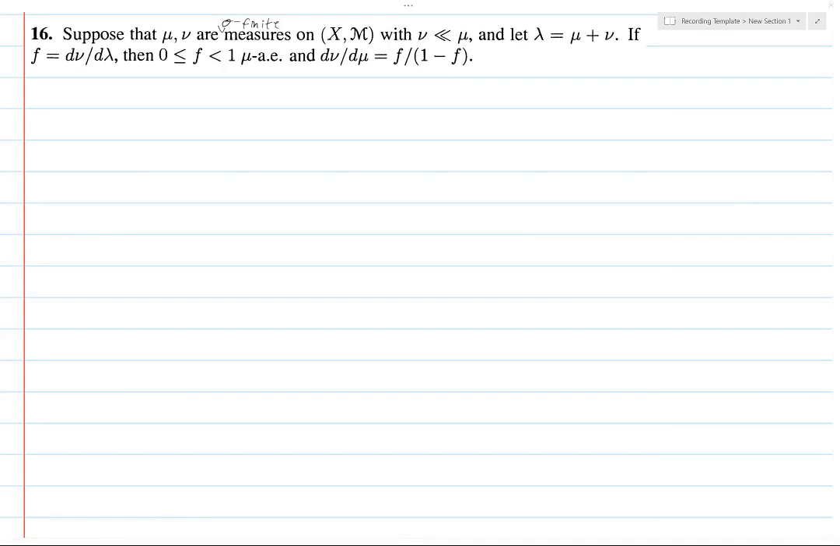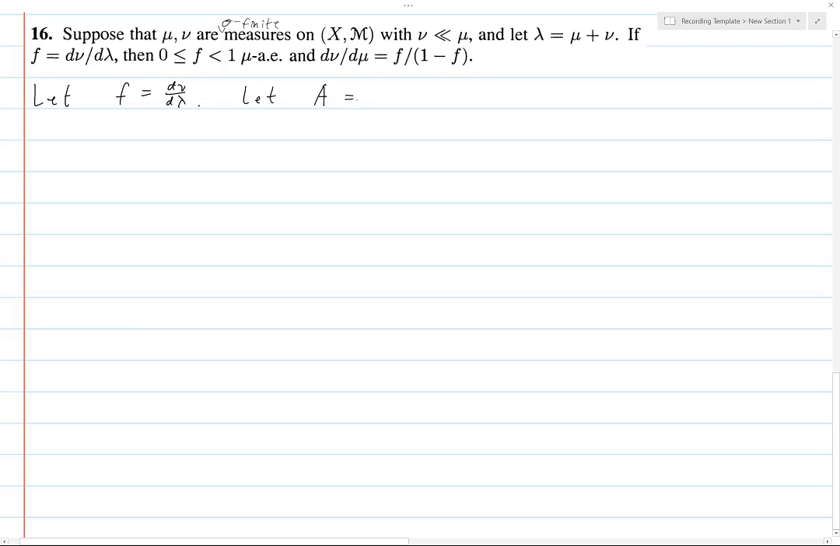Exercise 16. If you have an earlier version of this textbook, you might have a typo where it doesn't say sigma finite here. You need sigma finiteness because saying f equals d nu d lambda requires Radon-Nikodym, which doesn't even apply unless the measures are sigma finite. So, let's begin. Let f be d nu d lambda.